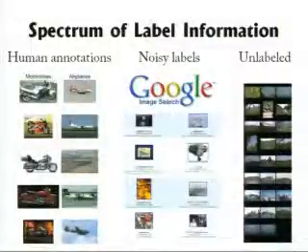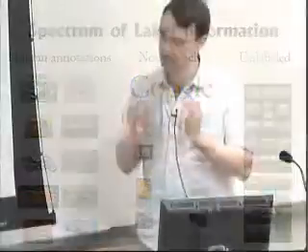Okay, so one feature about the kind of data you find on the internet is that you don't just have this idea of nice clean labels. Often you have this spectrum of label information. Okay, so you have some images which have been manually annotated. You have nice clean labels which you trust, but that's likely to be a pretty small fraction of this giant amount of data out there.